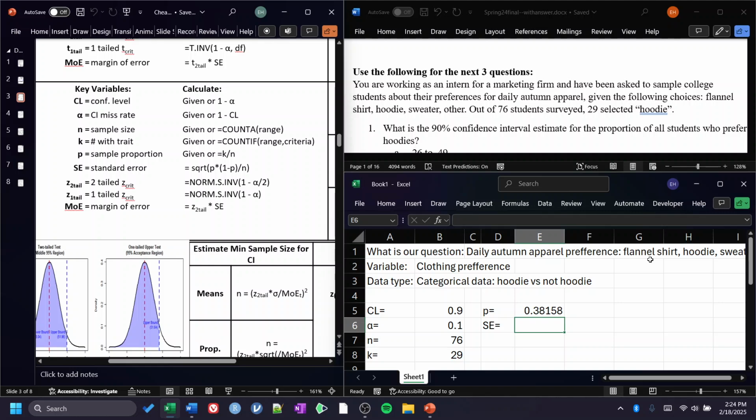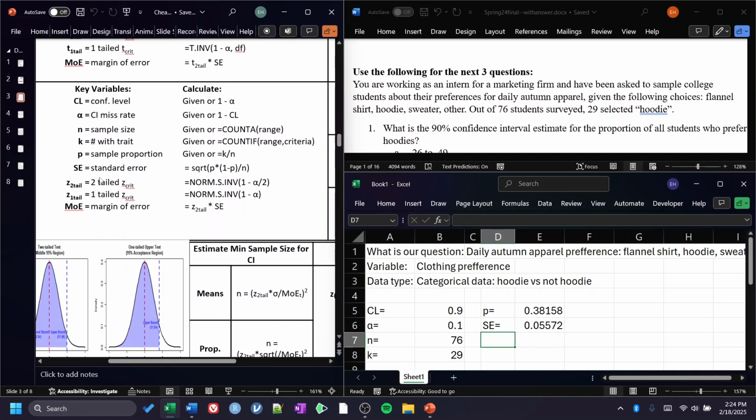Now, in our standard error, how we've done it previously is we use the square root of pi times 1 minus pi divided by n. The problem is when we're doing a confidence interval, we don't know what pi is. We literally have no idea. Because we don't have any idea, we have to use the next best thing, which is our sample proportion. So we're going to do the square root of our sample proportion times 1 minus that sample proportion, and we are going to divide that by our sample size and close it off. That gives us our standard error.